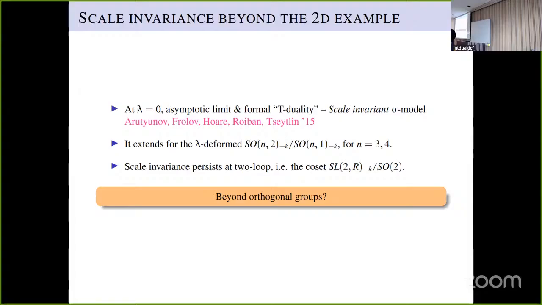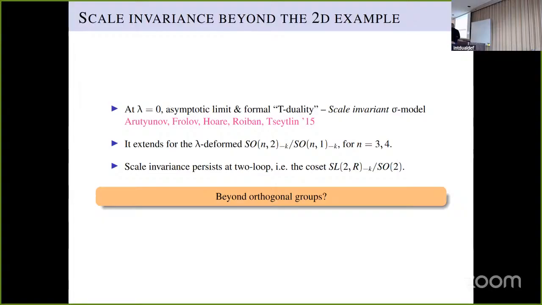This also extends, and I'm not going to show you, to higher-dimensional cosets of orthogonal groups. We have explicitly checked for 3 and 4. And on top of that, scale invariance persists at two loops, so in 1 over k squared, and we checked it for this case.